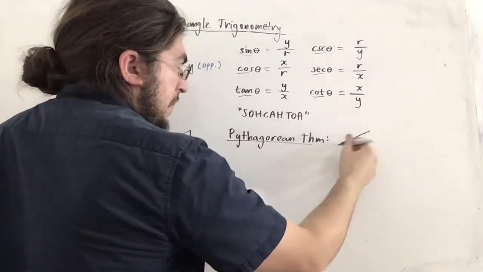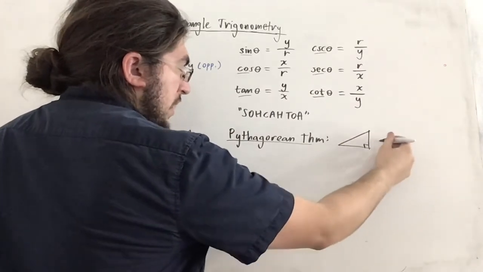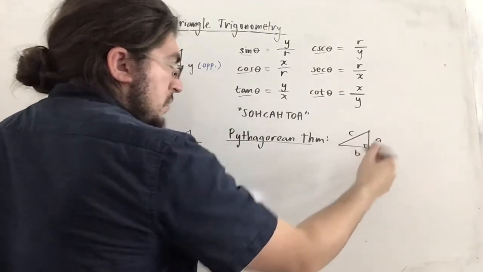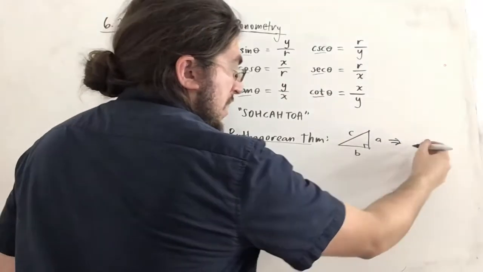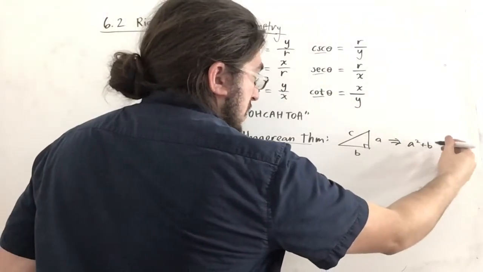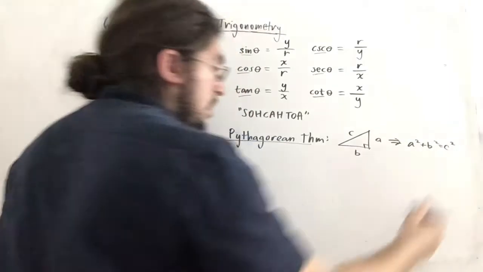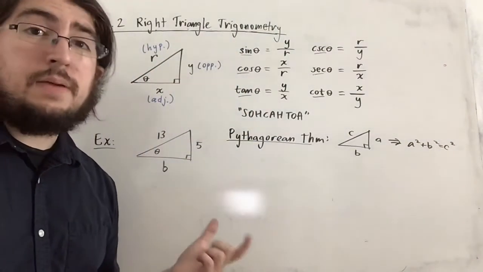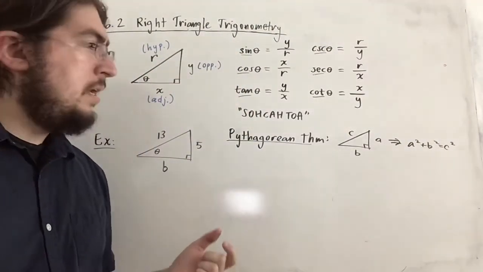The Pythagorean theorem basically says that if you have a right triangle whose side lengths are a, b, and the hypotenuse is c, then a squared plus b squared is equal to c squared. So I'll be recalling these geometry results as they appear, but I won't be proving them.